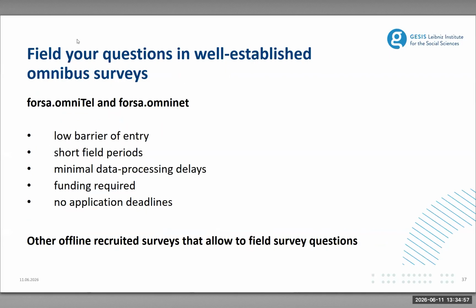There are also well-established non-academic omnibus surveys, like the Forsa Omninet that I already talked about. They also have a very low barrier of entry. They have short field periods. There's not much processing delay. Of course, you need your own funding, but there are no application deadlines, so you can approach these surveys whenever you like. And there are, of course, other offline recruited surveys that allow you to field your own questions.